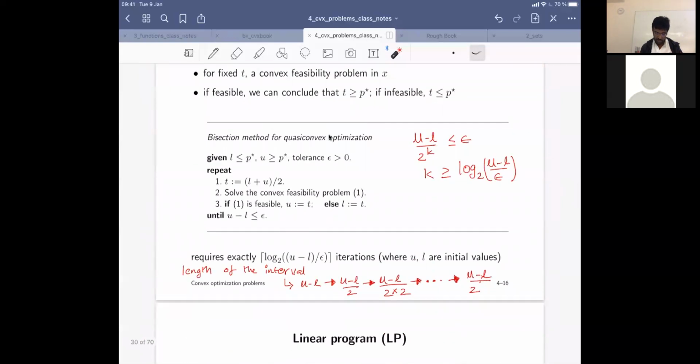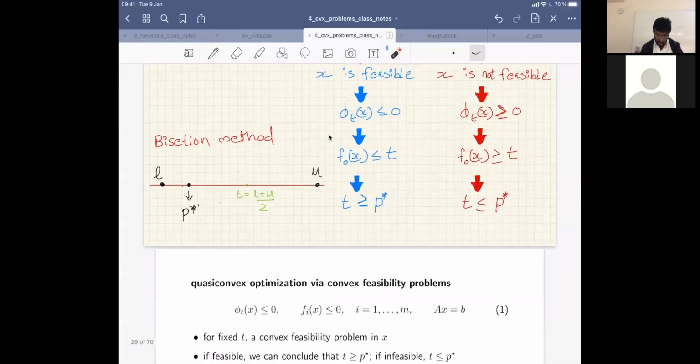This is repeated until what point? Until U minus L is less than epsilon. Epsilon is a value that we determine, based on how much accuracy we want. Finally, we will reach an epsilon neighborhood of this point, so we are epsilon close to the optimal value. If you make epsilon very small, we need more iterations to solve this, right?